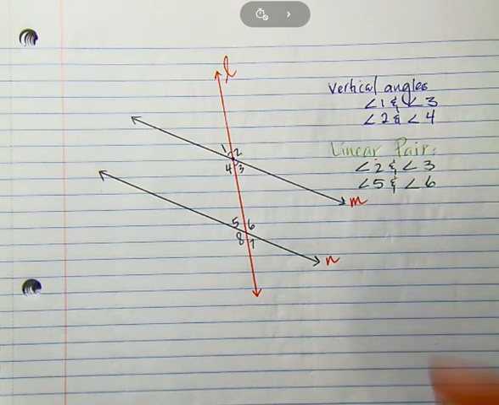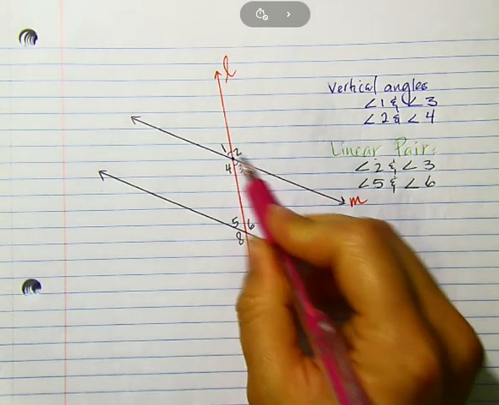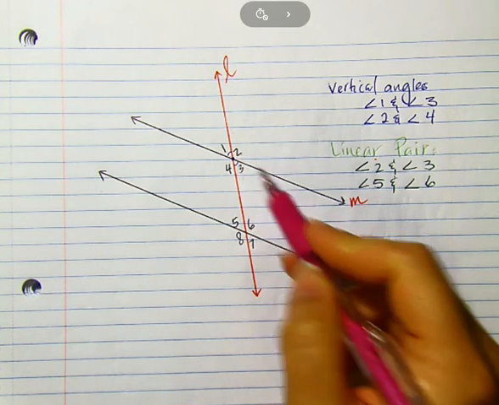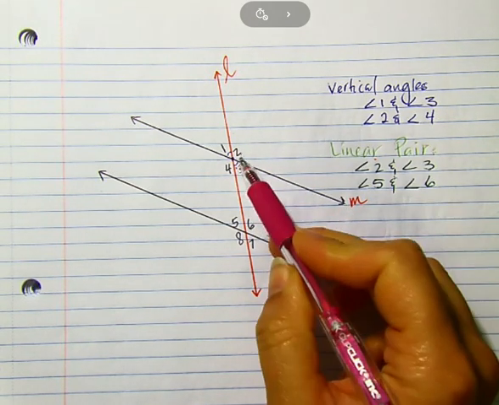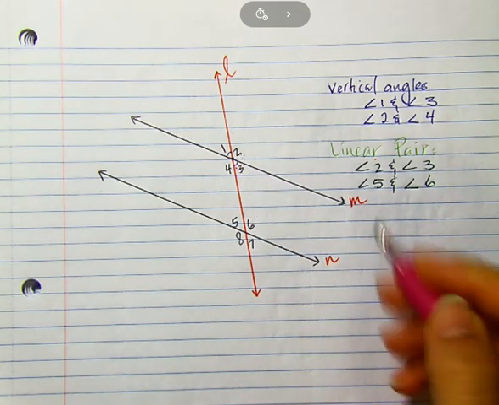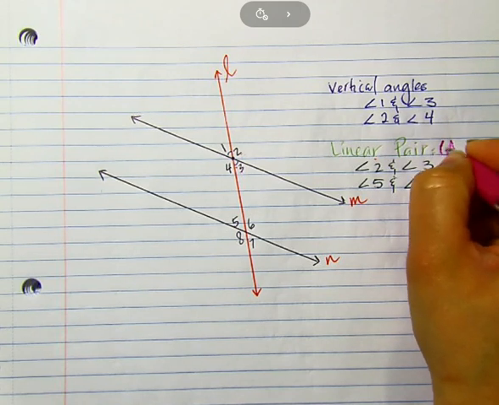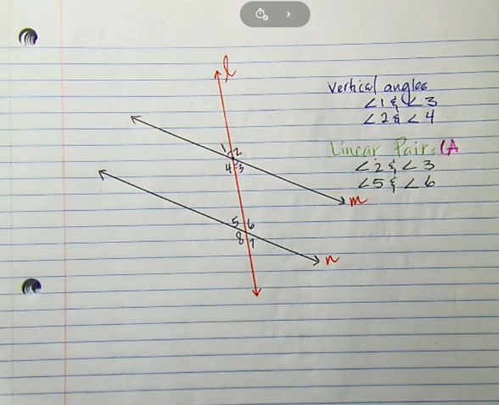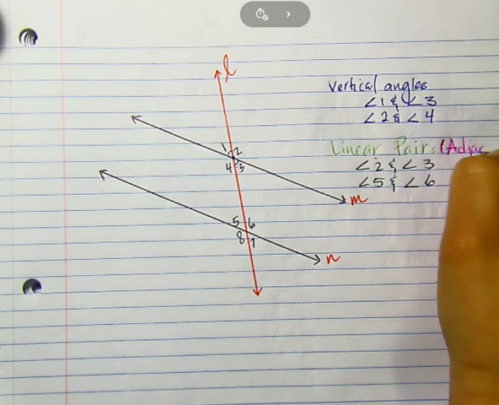Okay, and by the way, these are also adjacent angles because they share a ray in between. Okay, they have a common ray in between. For example, 2 and 3 have this ray in between both angles, so they're also called adjacent.